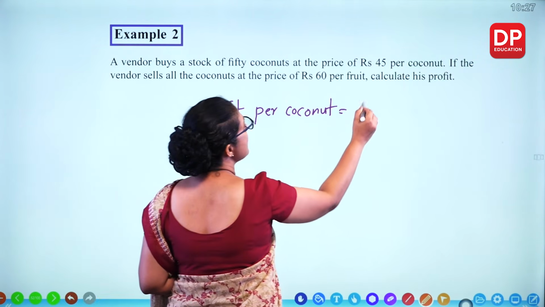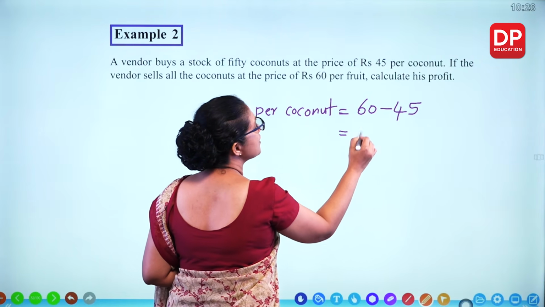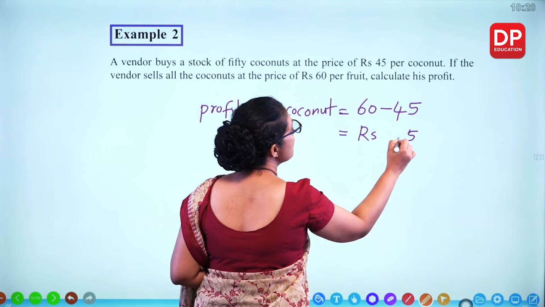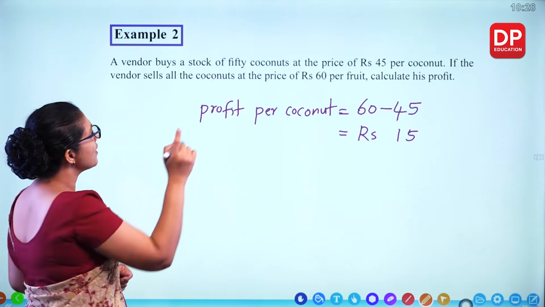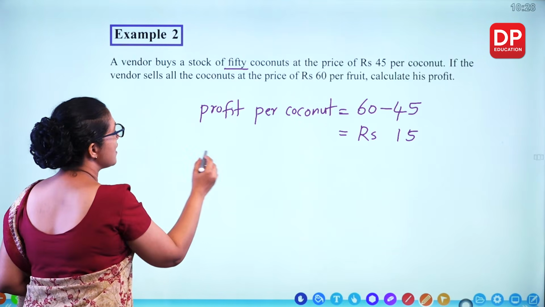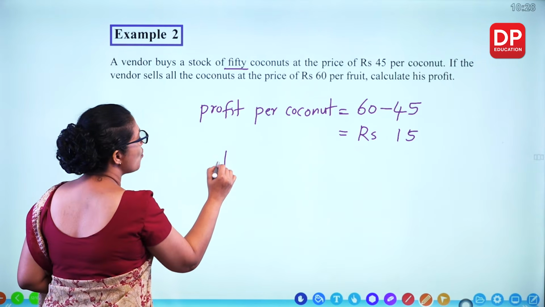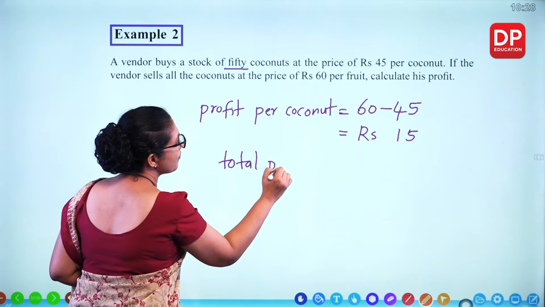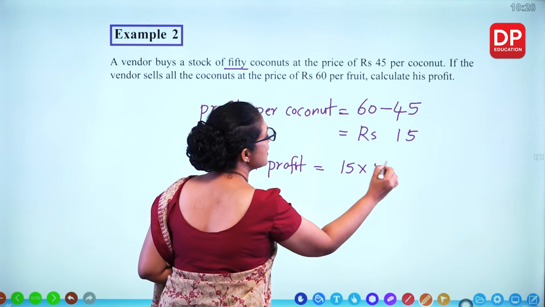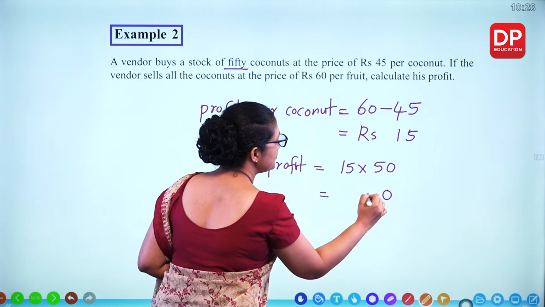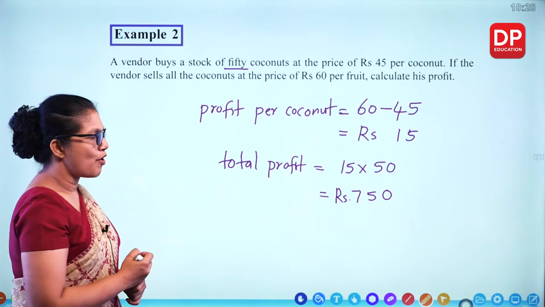Selling price is 60, that's more than the buying price. Buying price is 45. So you get 15 rupees. That's the profit per coconut. How many coconuts are there? 50 coconuts. So you have to multiply this by 50 to get the total profit. Total profit is equal to 15 times 50. So you get 750 rupees is the total profit.